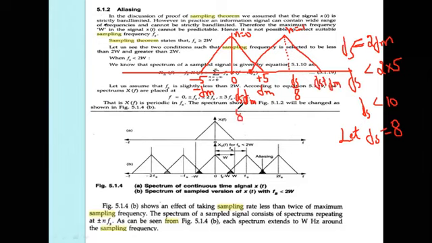What is the Fs here? 8. 8 minus, what is the Fm? 5. And here Fs plus Fm, Fs here is 8 plus Fm 5. So 8 minus 5 is 3, and the difference between 8 and 3 is 5. Now Fs plus Fm is equal to 8 plus 5, which is 13. So the difference between 8 and 13 is 5.